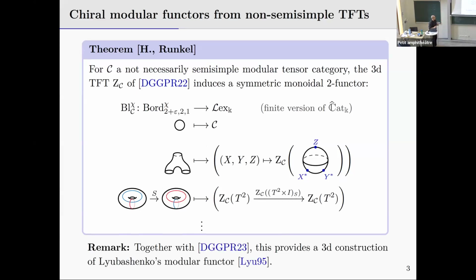And maybe one more remark for the experts: together with a second paper of the same authors who constructed the 3D TFT, we can actually show that this gives you a 3-dimensional construction of Lyubashenko's modular functor, which was constructed already 30 years ago, although in a slightly different way. 3-dimensional means 2 plus epsilon. Yes and no. What I actually mean here is what they showed was that the mapping class group representations are the same as the ones from Lyubashenko.